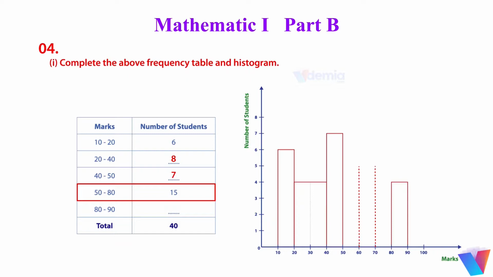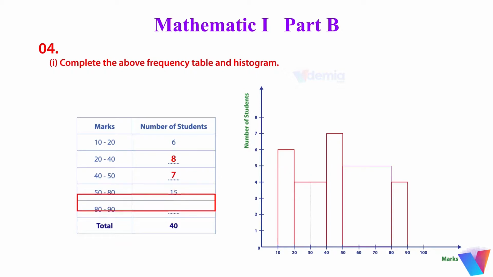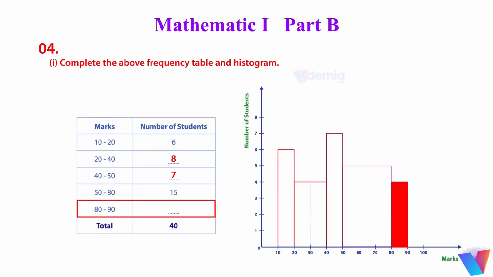So what we have to do is draw a line between 50 to 80, denoting the number of students as 5. The next row, 80 to 90, is quite straightforward because the histogram shows there are 4 students. So we just put 4 for 80 to 90. Guys, let's move to the next question.